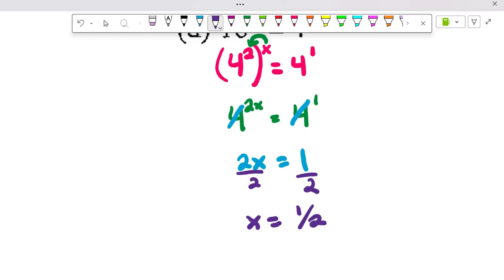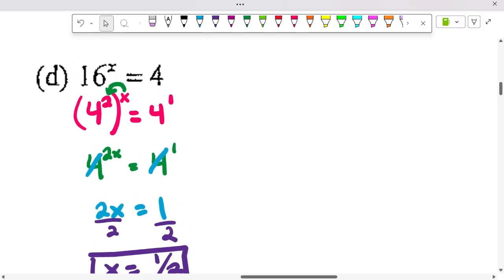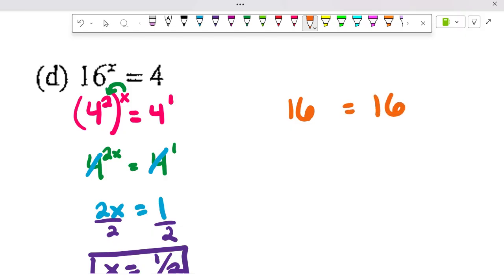Now, here's the other way I was thinking. So yes, you could have written in terms of base of 2, but you would have had to do 2 different power rules, so I don't even want to touch that one. But I could also have written this in terms of base of 16. Why do you think I could use a base of 16? What's the connection between 16 and 4?